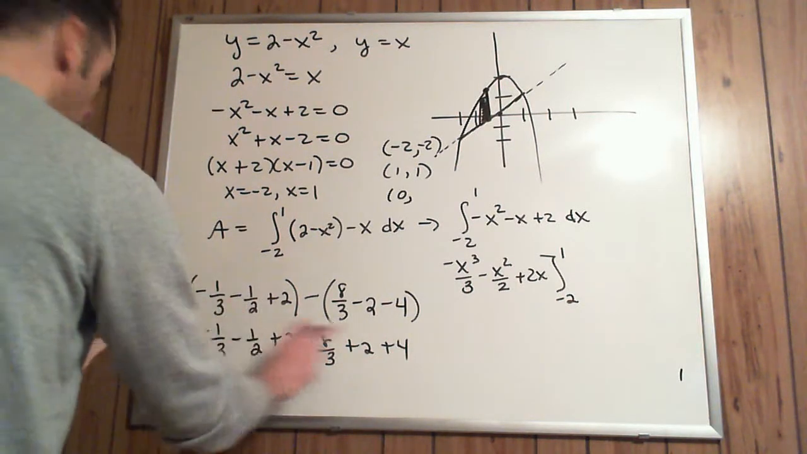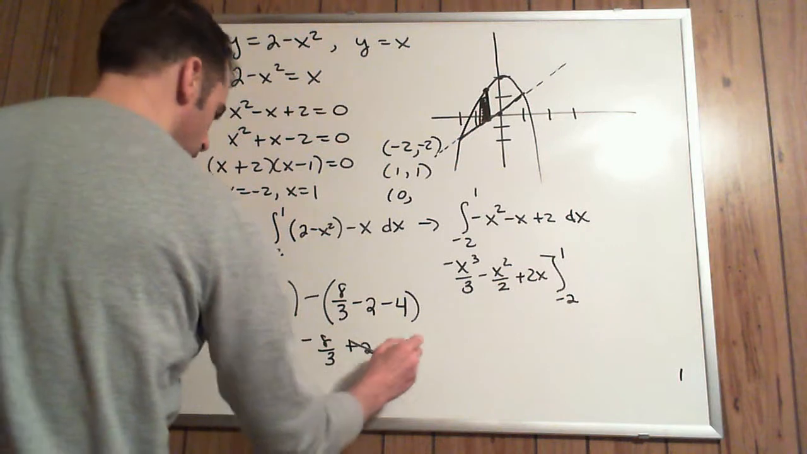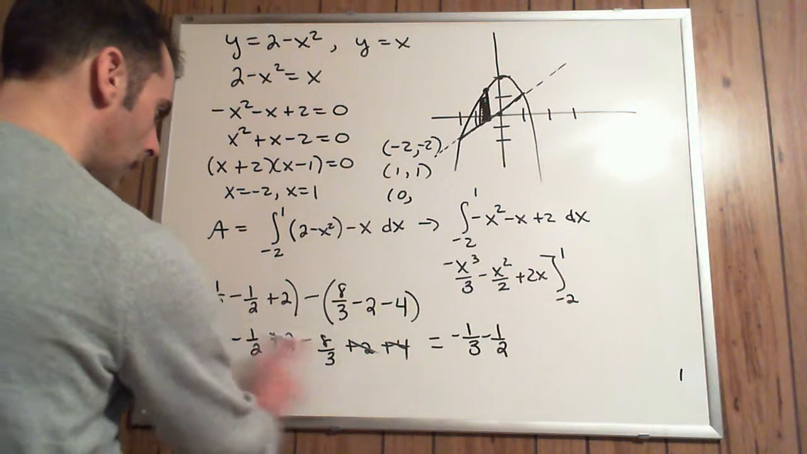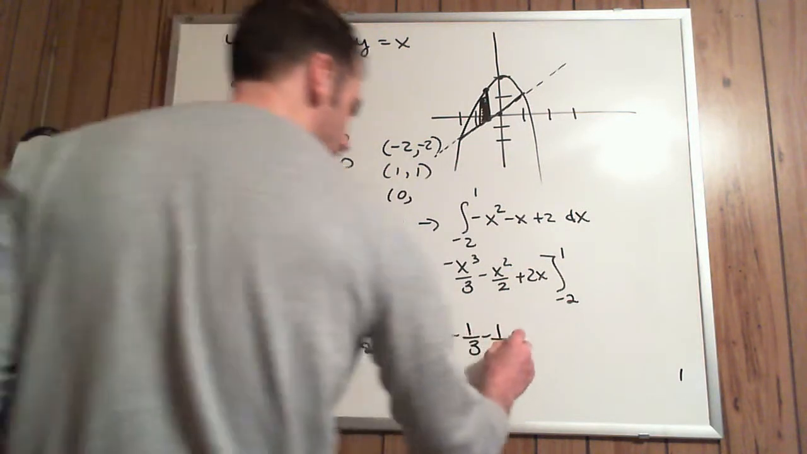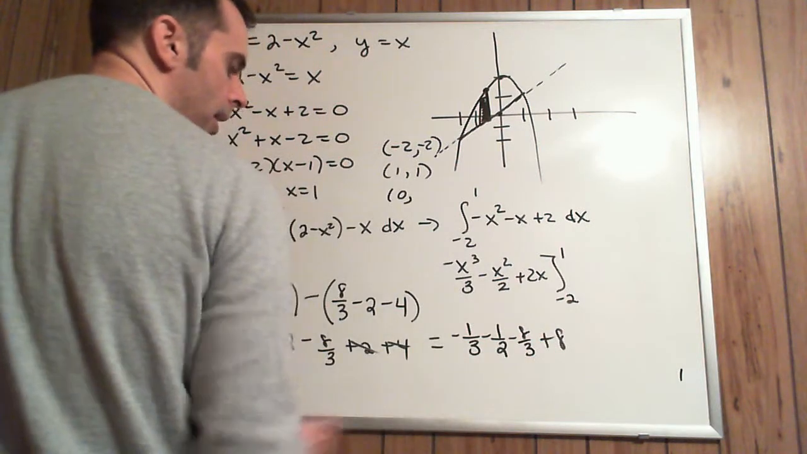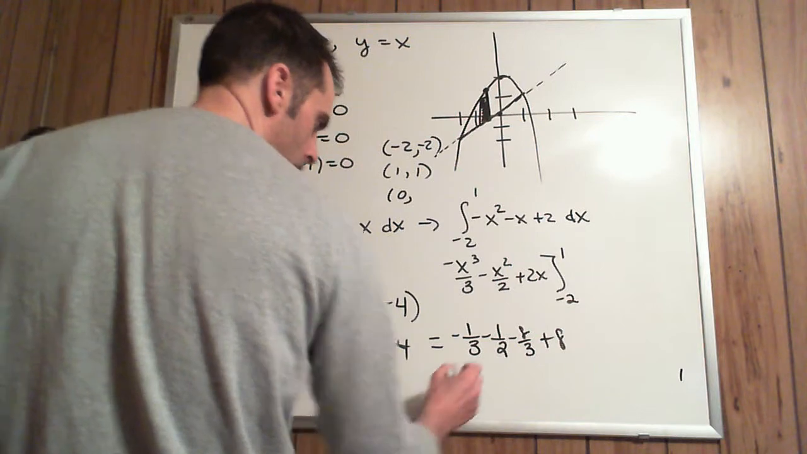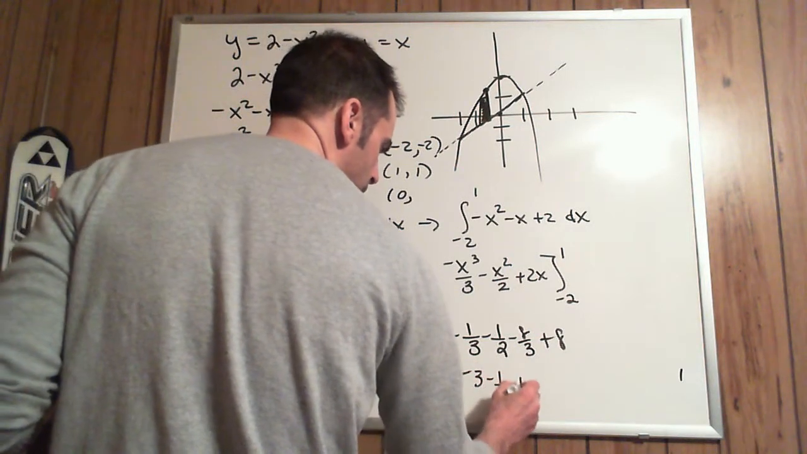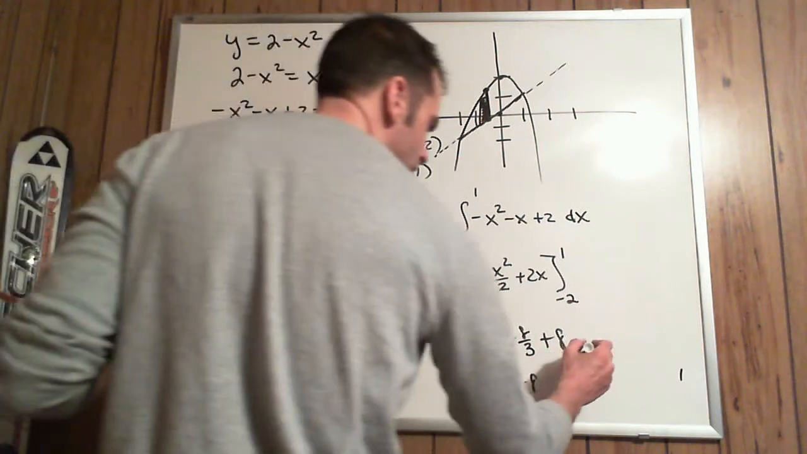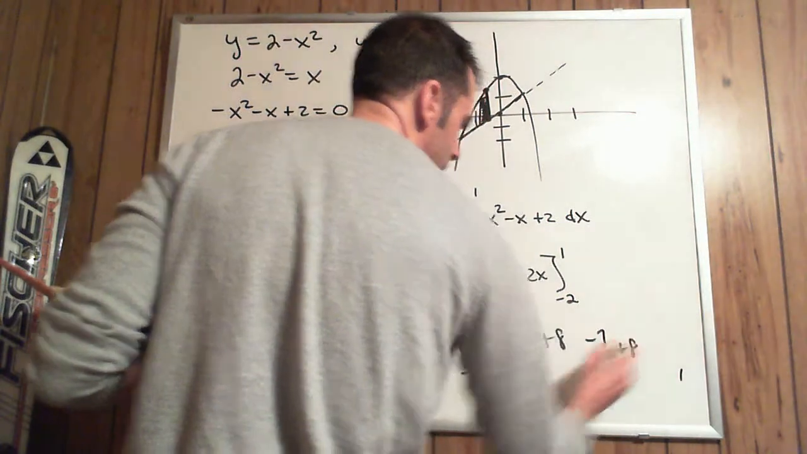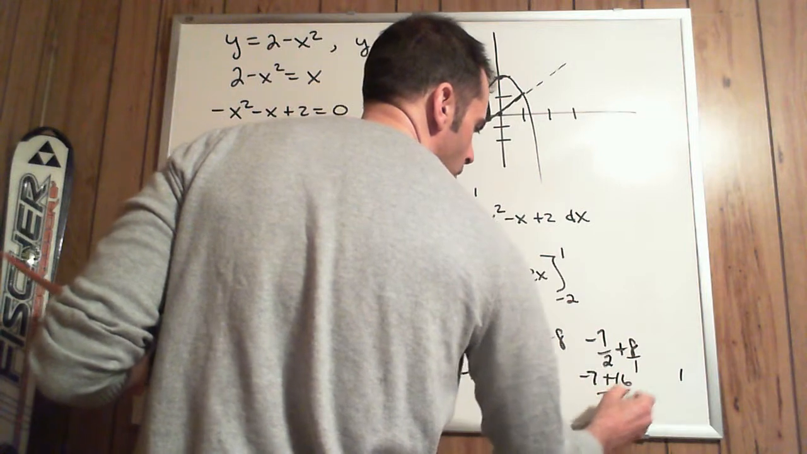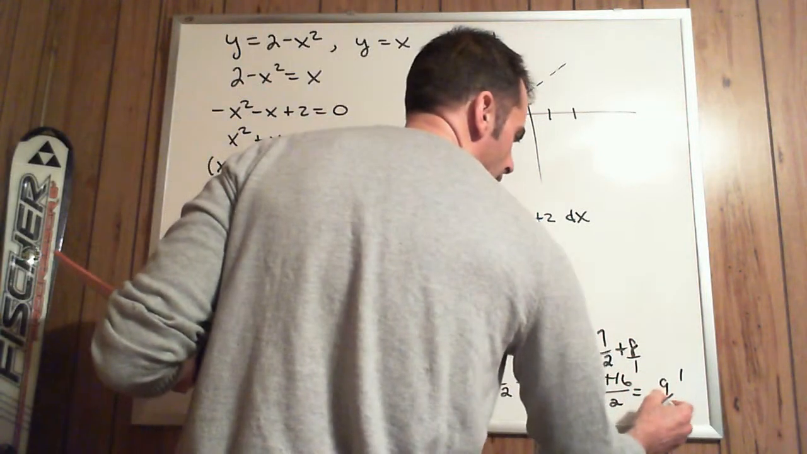And that'll give me here 4 plus 4 will give me 8. So this will be equal to negative 1/3 minus 1/2 plus 8 minus 8/3. Negative 1/3 and negative 8/3 is negative 9/3, or negative 3, minus 1/2 plus 8. Negative 3 times 2 is negative 6, minus 1 is negative 7 halves, plus 8. And then negative 7 plus 16 all over 2 would then of course leave me with 9 halves.